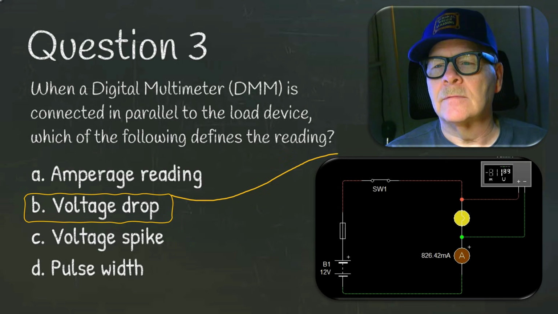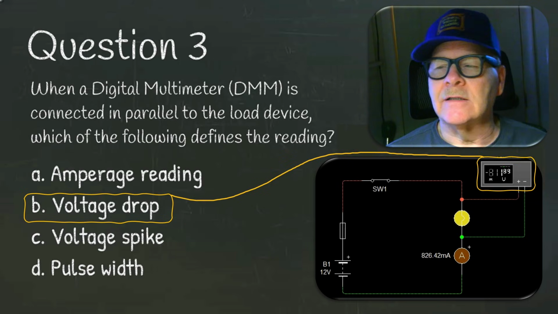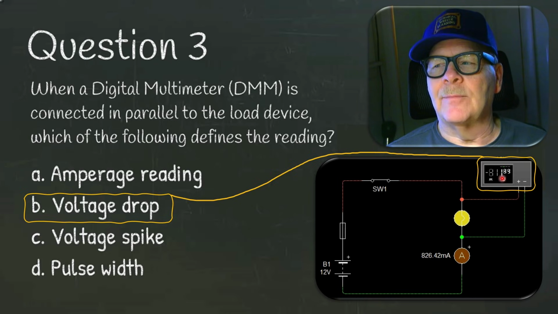Now, there's your voltage drop measurement right there. See, you watch that little thing turn on. So you're going to have a little dab of voltage drop because there's a switch in series with the light. You notice this is 12 volts and this is 11.89.